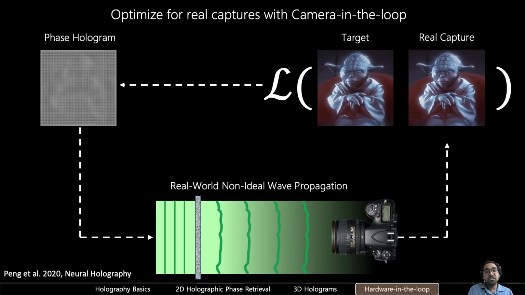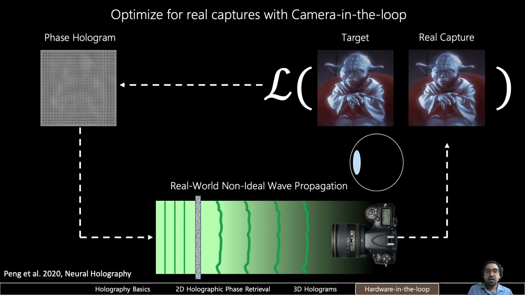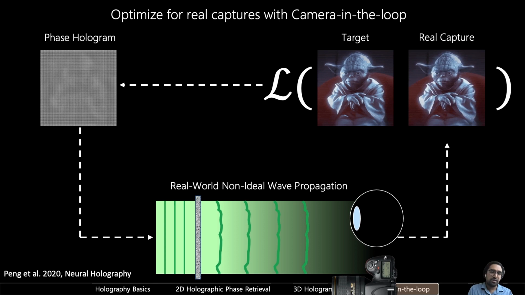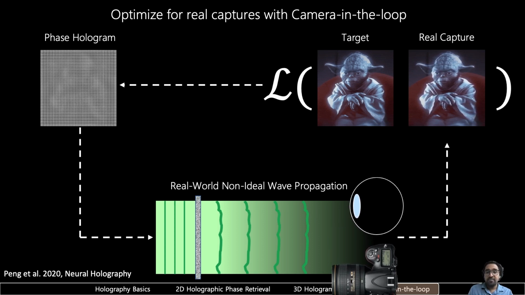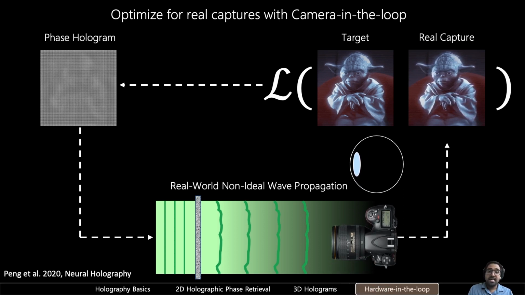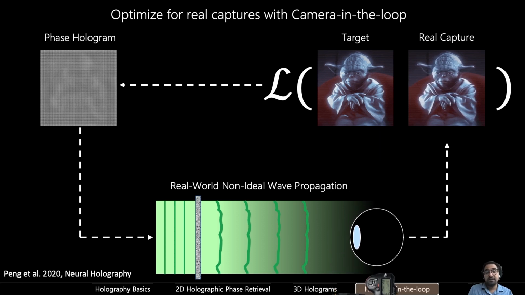Since the wave propagation model is unknown within a real holographic display, one way to compensate for the real-world aberrations is to optimize for images coming directly out of the display. For this, instead of simulating the reconstructions, we can directly use the images as captured by the camera in the optimization. This approach can eliminate many artifacts, but unfortunately, this is slow and impractical, especially for display applications.